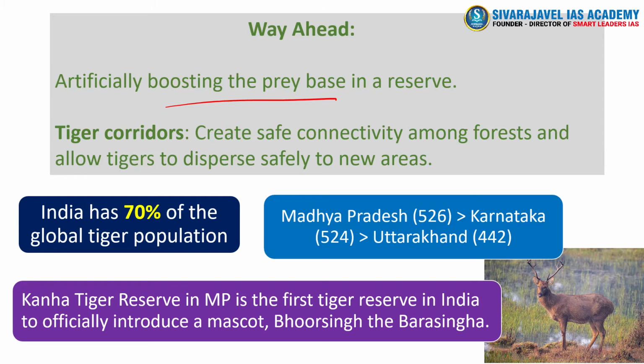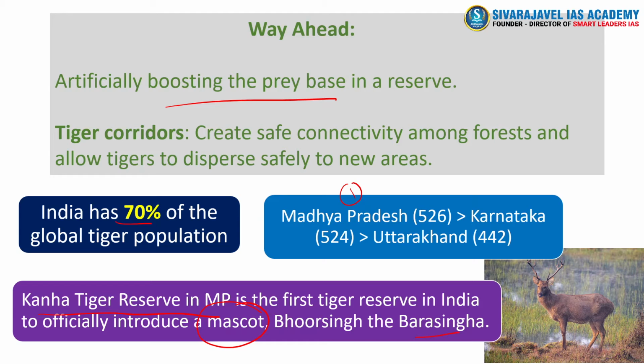Some important details here are, India has 70% of the global tiger population. Could be an important question. India has the highest number of tigers in the world. And in India, Madhya Pradesh falls in the first place where it has 526 tigers, then Karnataka, then Uttarakhand. This could be a chronological question. And Kanha Tiger Reserve in Madhya Pradesh is the first tiger reserve in India to officially introduce a mascot. A mascot is something like a symbol of that. And that is the Barasingha.